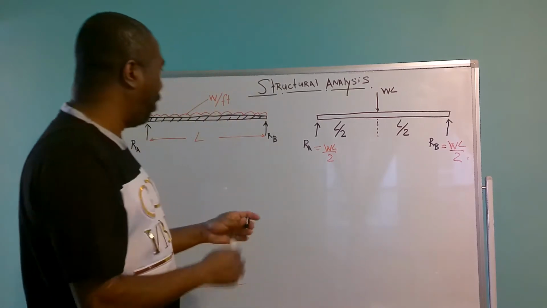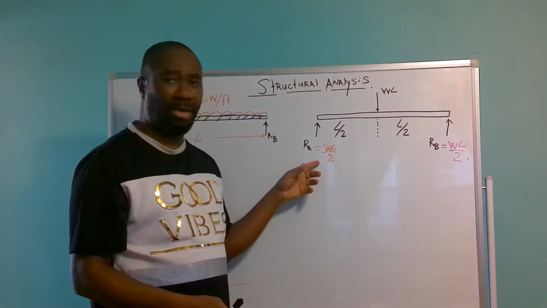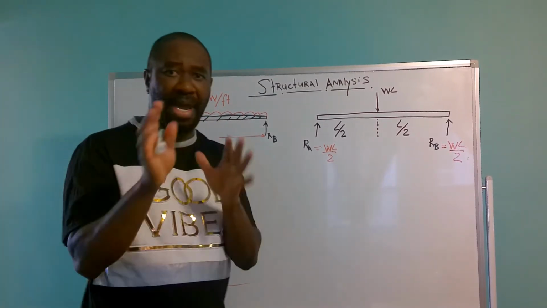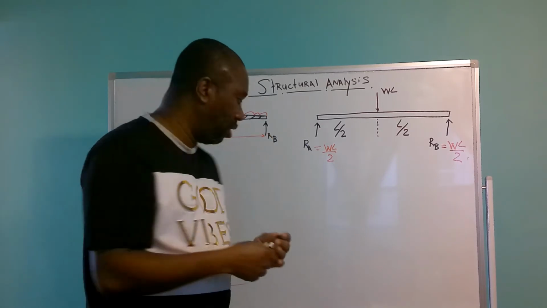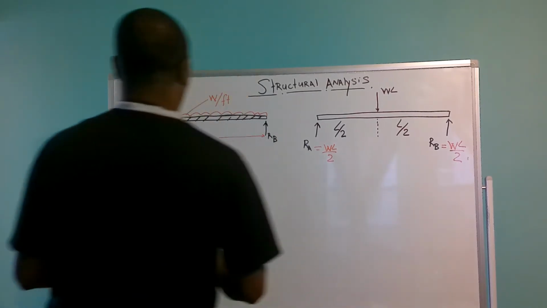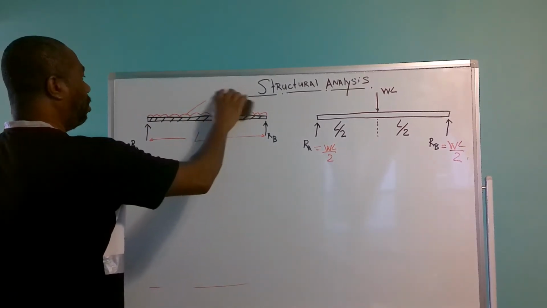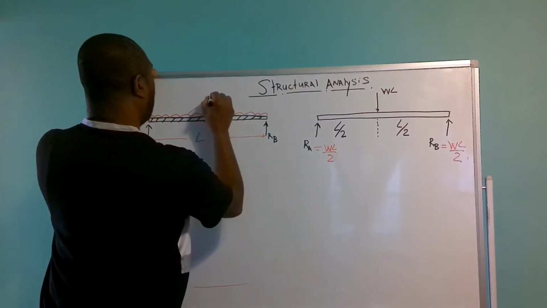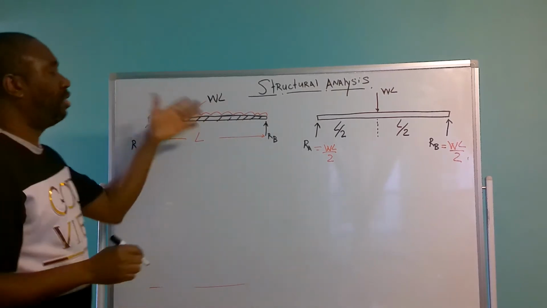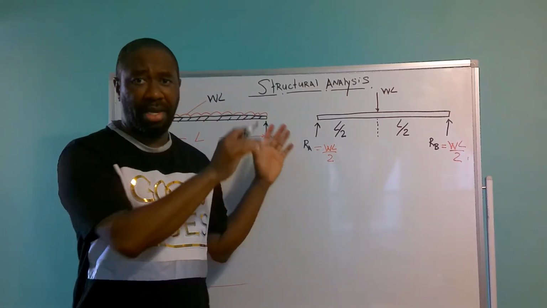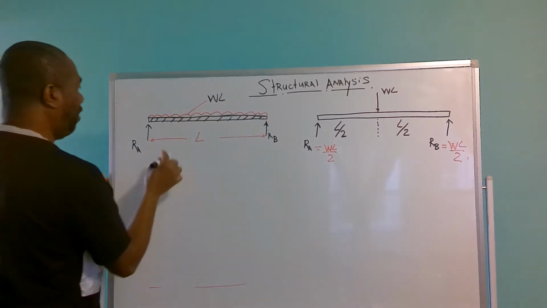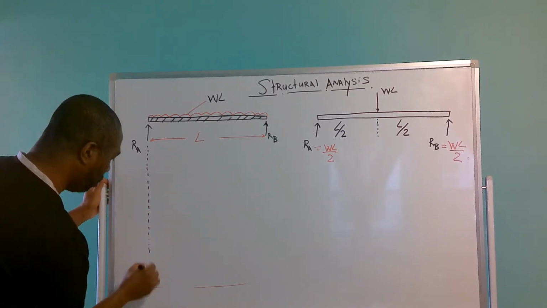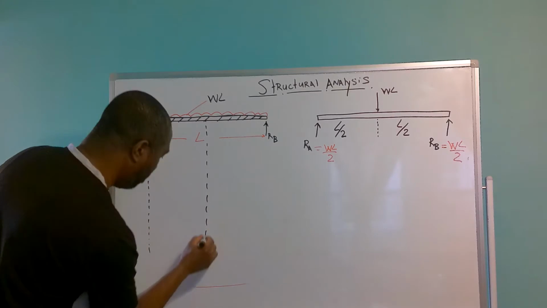So having found the reaction here to be WL over 2, I can now go back to my diagram and draw my bending moment and shear force diagrams. To do that, I must carry back my weight here to be WL, because I have to put this back to calculate the shear force diagram. So our shear force diagram is going to look like this. Half the distance here.